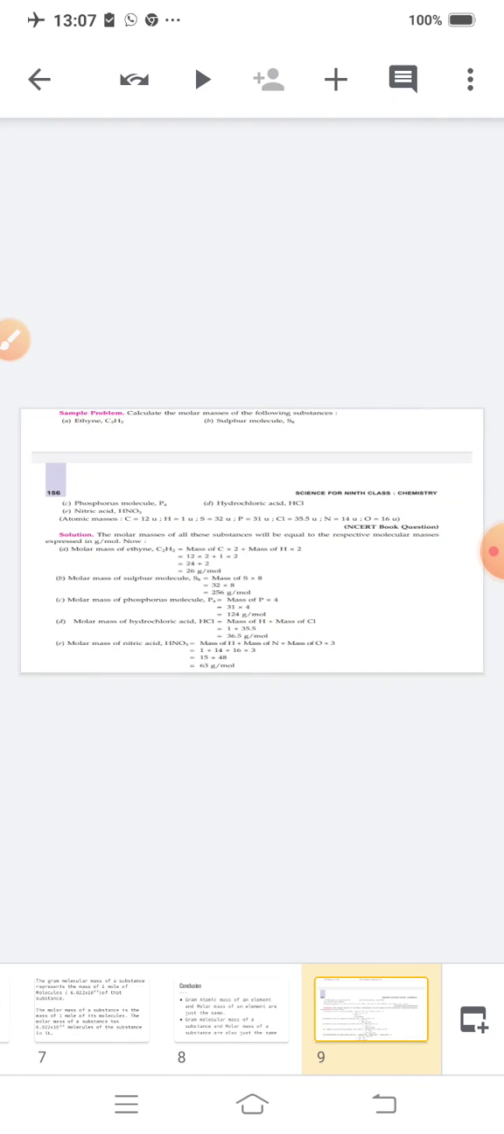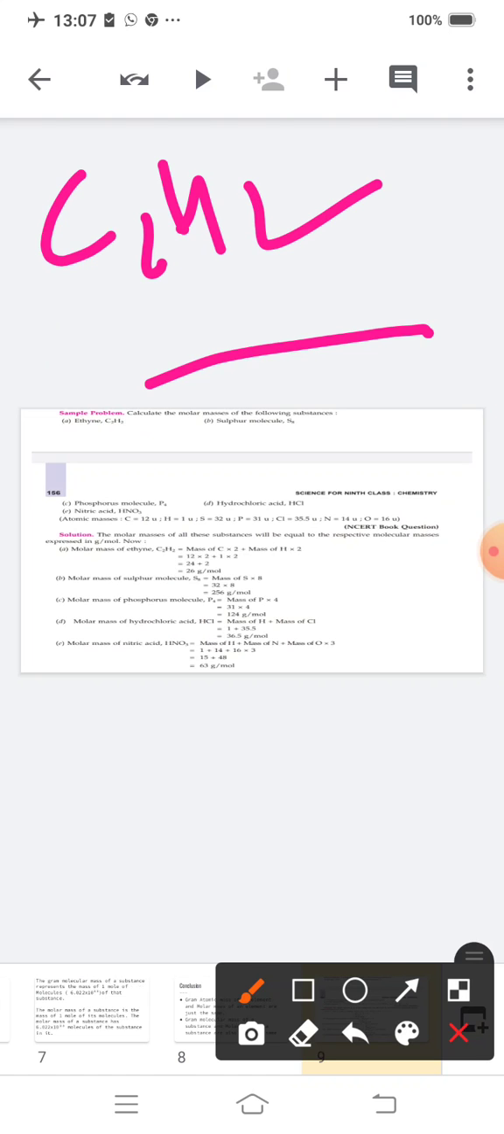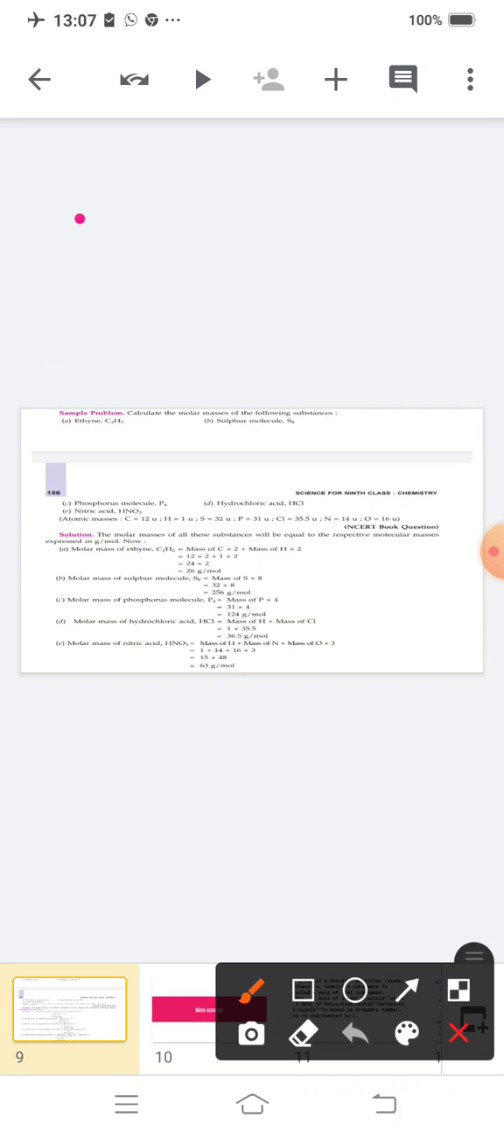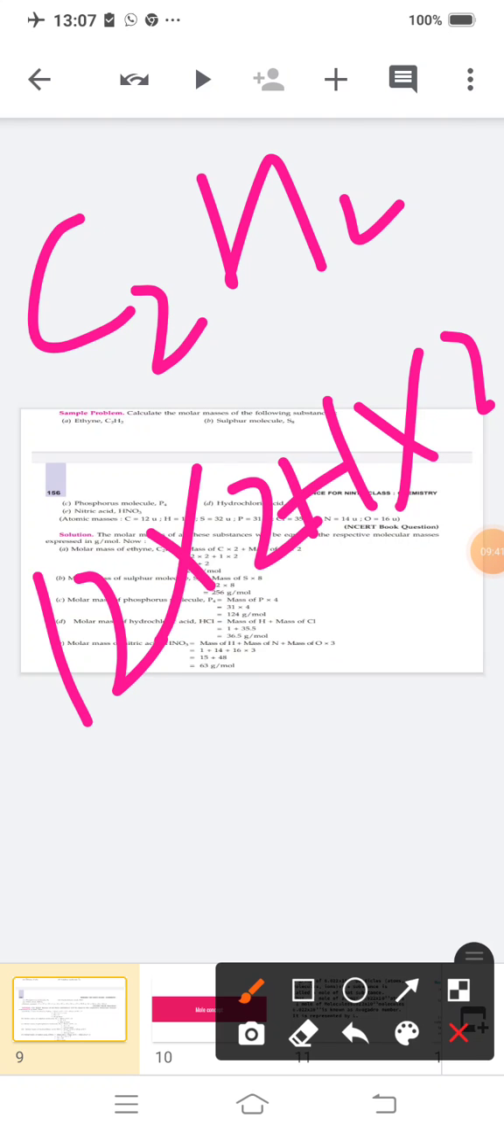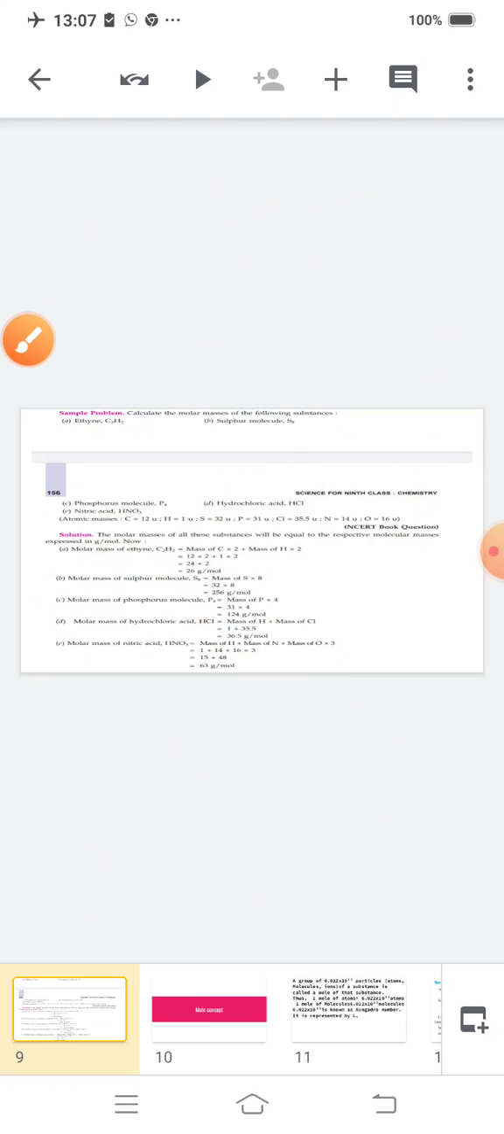So there is one problem based on this. You have to calculate the molar mass of the following substances. Ethene, that means C2H2. Clear? What is the atomic mass of carbon? It is 12. So 12 multiplied by 2. Here H is 1, 1 multiplied by 2, and in between we add. 12 twos are 24, 1 into 2 is 2. So it is 26 gram per mole. Is this clear?